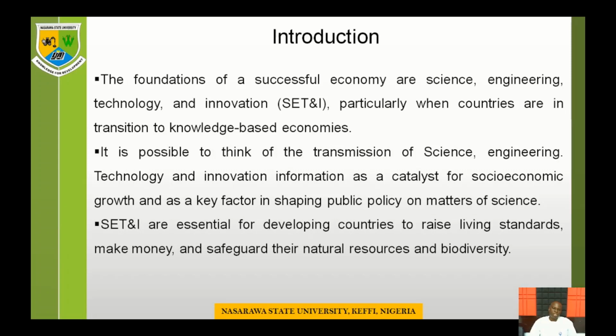Science, engineering, technology, and information are essential for developing countries to raise their living standards, to make money, and also to safeguard their natural resources and biodiversity. When we say developing countries, we mean countries that are putting all effort in place to see that they are moving toward development. So ours, I don't know whether we are developing or we are underdeveloped. Maybe at the end of the course, we get to know that.